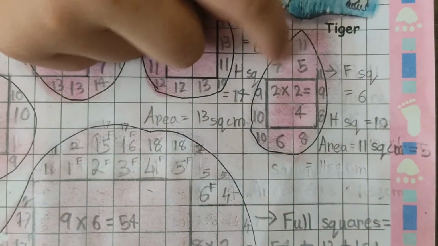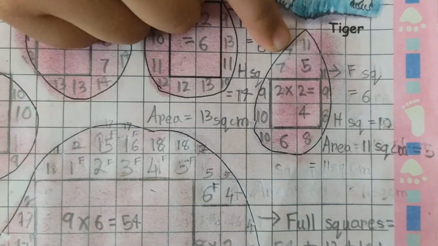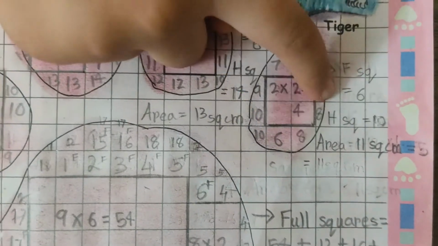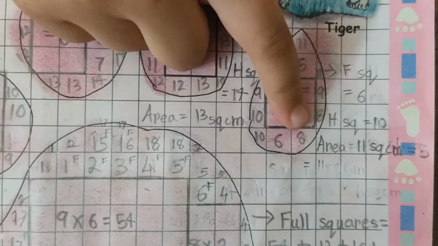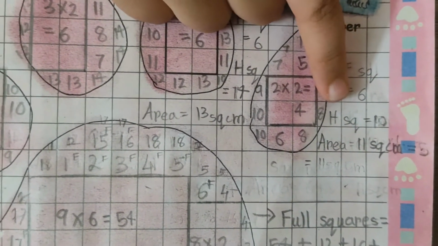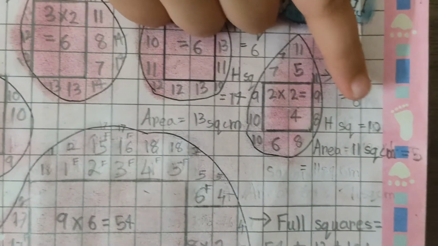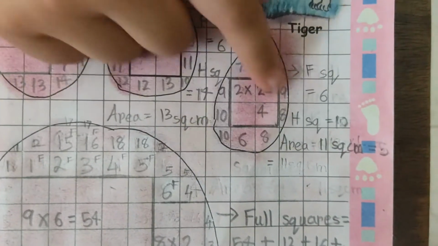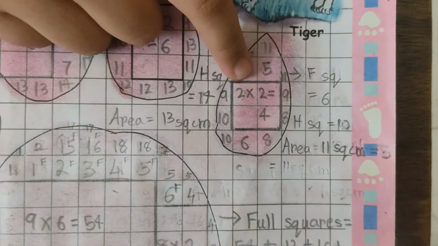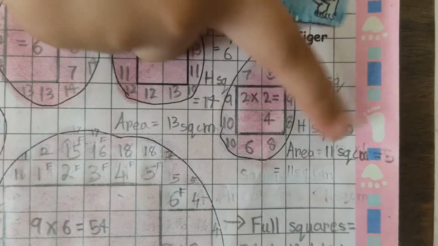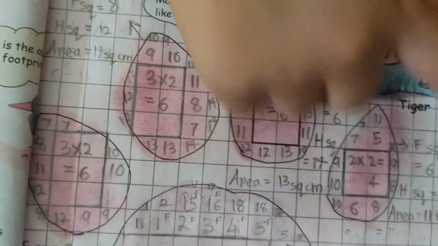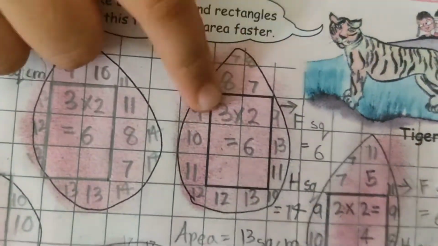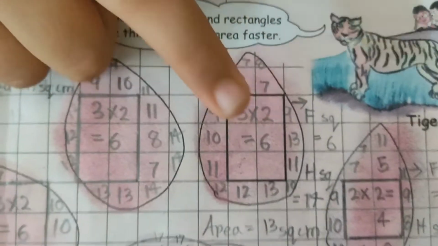So these two will make one half square and similarly these two will make another half square. If we count like this, we will get here 10 half squares, or we can say 5 full squares. So the area of this figure is 6 plus 5 equal to 11 square centimeter. Now I will find the area of this figure.